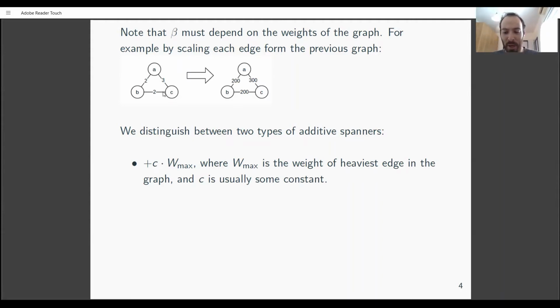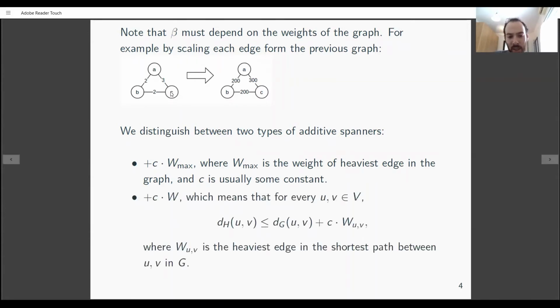If you look at our last example where we remove the edge BC, it creates a +1·W_max spanner. It doesn't matter which scaling we are looking at. The second type of spanner is a bit more confusing, but more powerful and more desired, and it is denoted by +C·W. Here, W_uv is the heaviest edge, not in the whole graph, but in the shortest path between u and v in G.